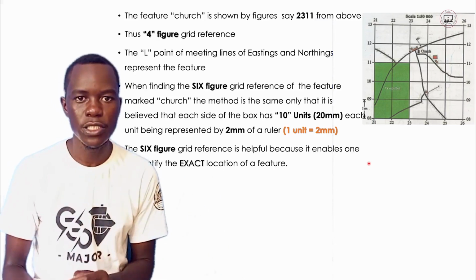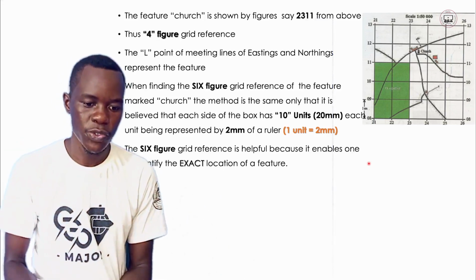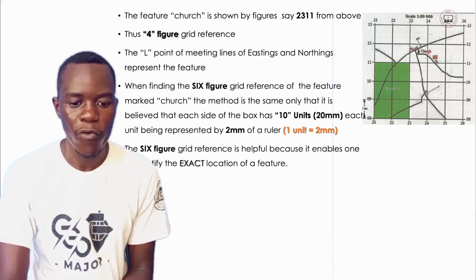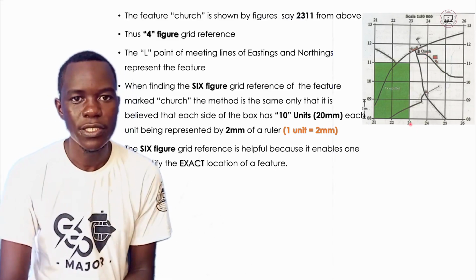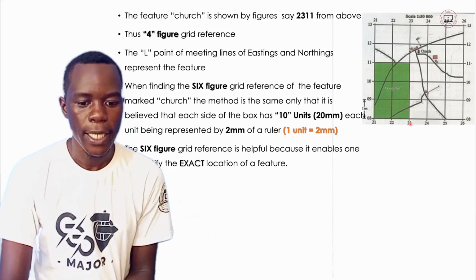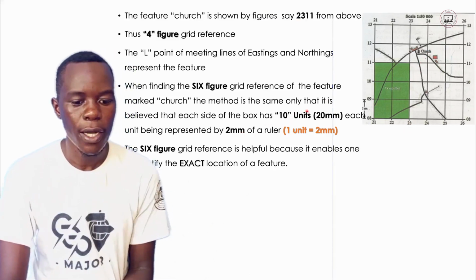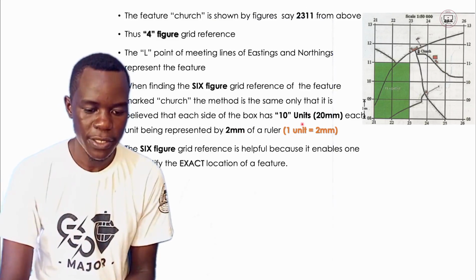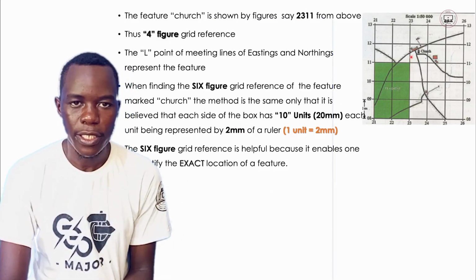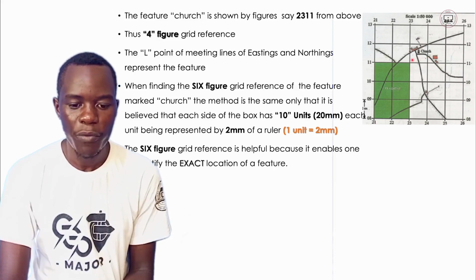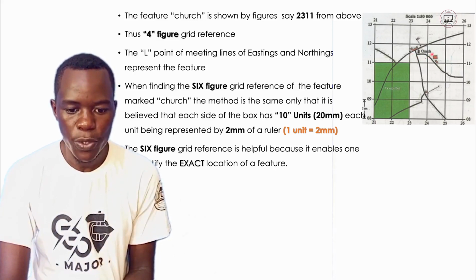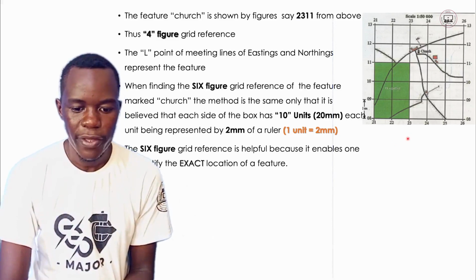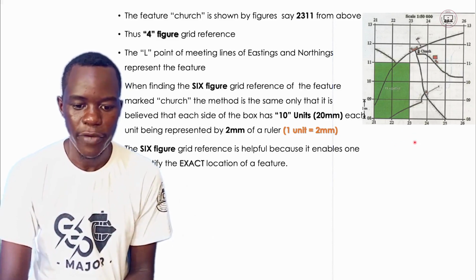In these 6 digits, the extra digit is found from the units in the box. To find the 6-figure grid reference of a church, say you have 23 as the eastings. Now you take a ruler. Your ruler has 10 units, and those 10 units represent 2 millimeters. You place your ruler and see how many units there are from this box going to the other easting. You find that maybe it is 4. So you say 23 as the eastings, then 4.